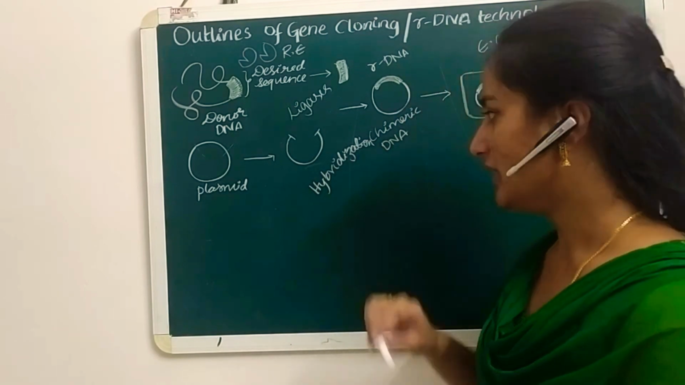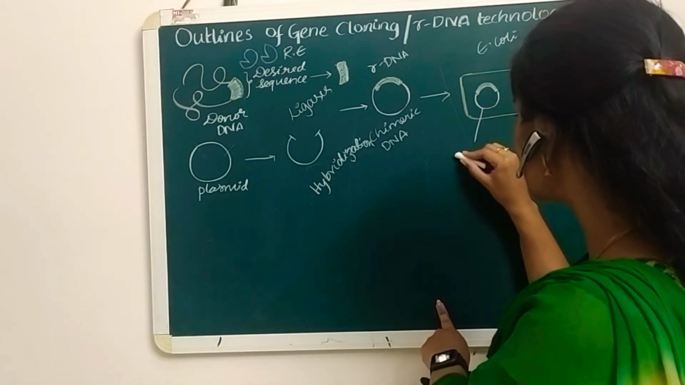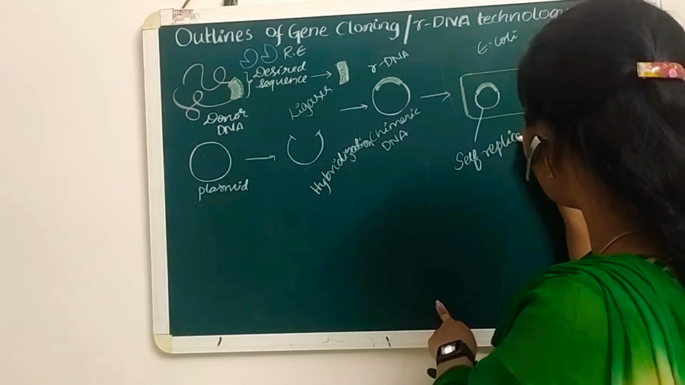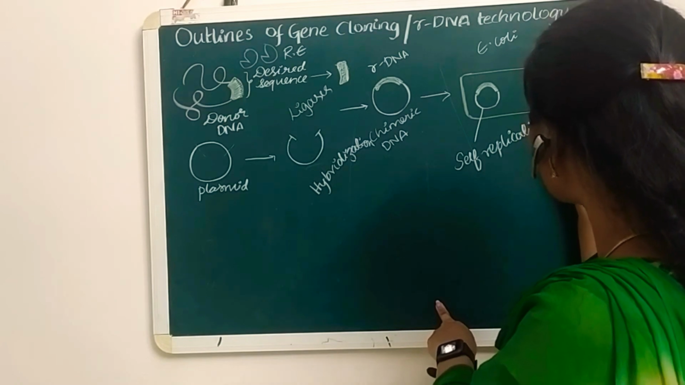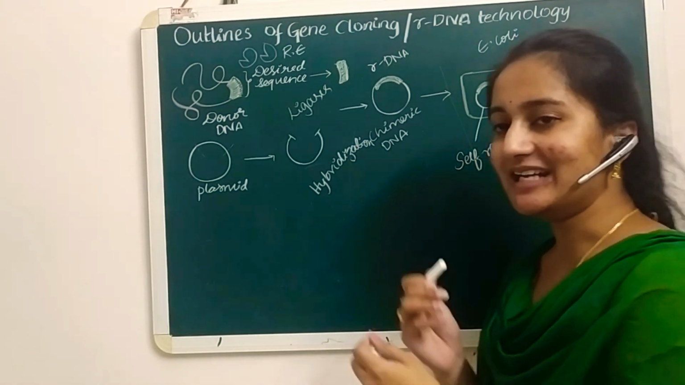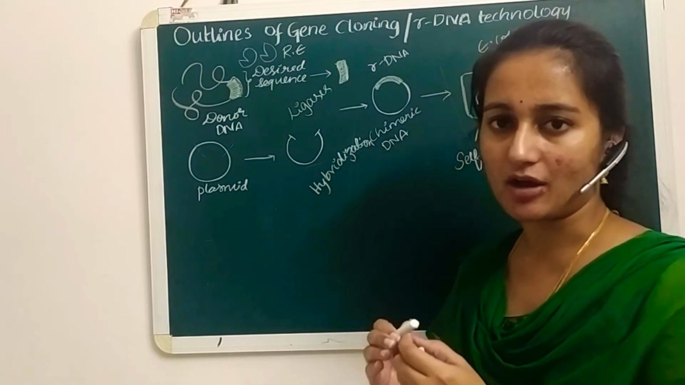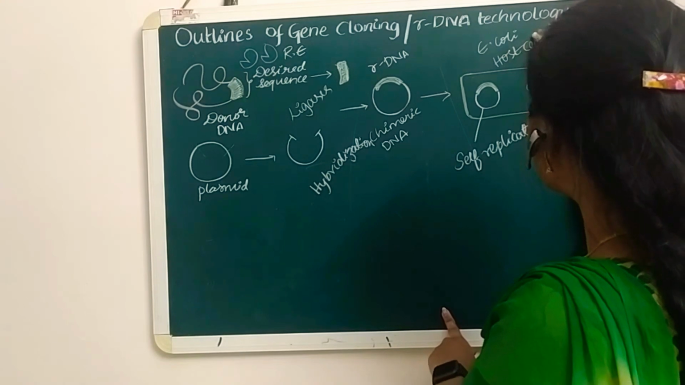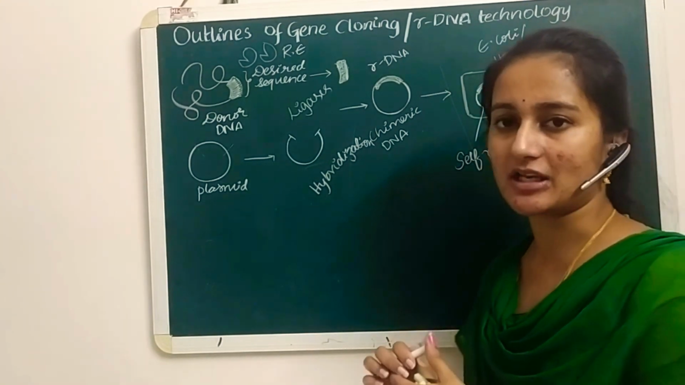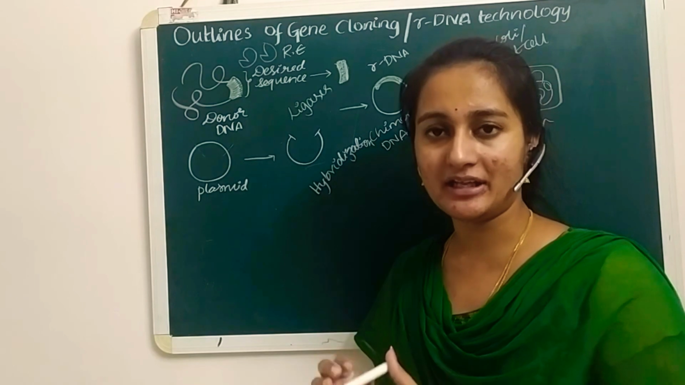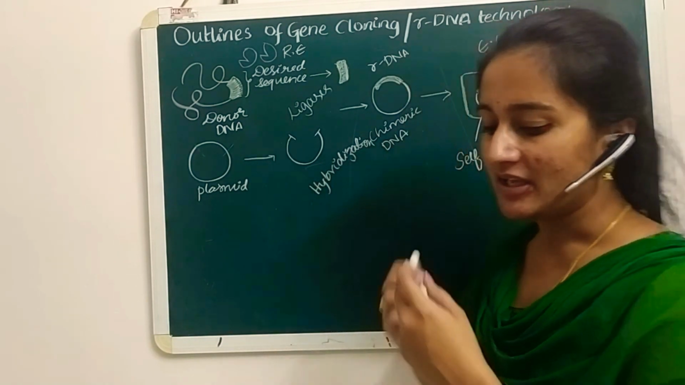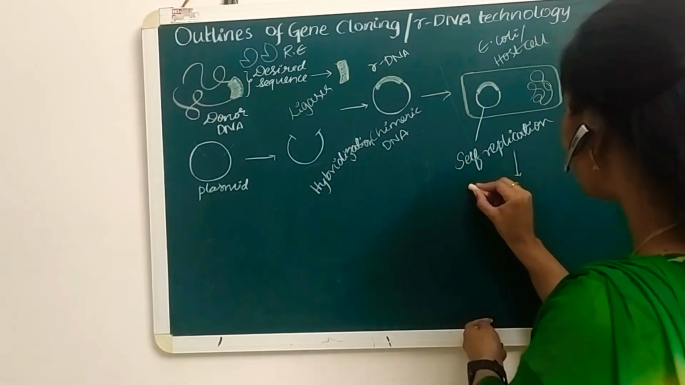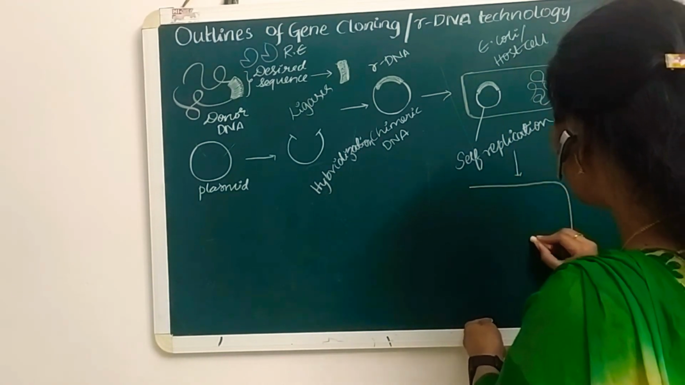As we all know, the plasmid has the character of self-replication. For its replication, it requires a host cell, for example E. coli. Wherever it is inserted into the host cell, that plasmid or recombinant DNA starts the replication process. Upon replication, it makes copies of the genes which have the desired characters.